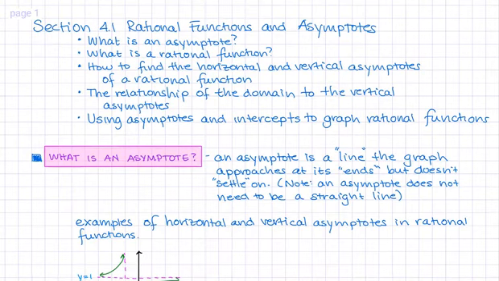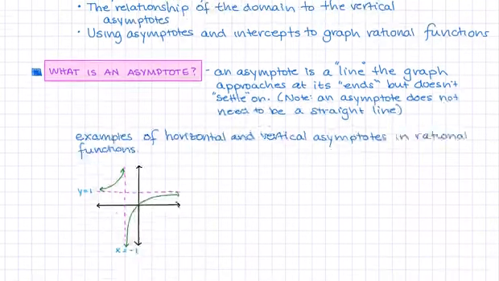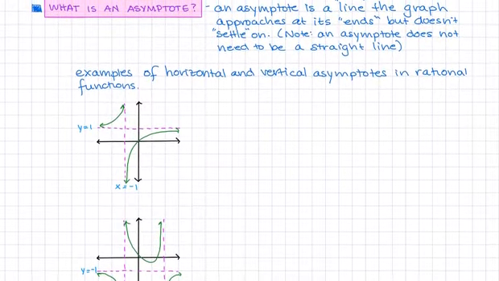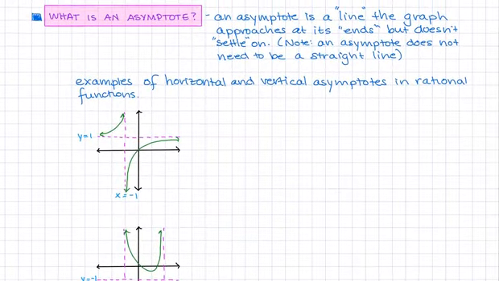So the first thing is, what is an asymptote? Now I know you guys have seen asymptotes before, but, well, I guess I'll stop right there. So an asymptote is a line, and I'm going to put that in quotes because actually we don't always have to have lines as asymptotes. I'll give you an example today. And the graph approaches it at the ends, but how do you define end? But it doesn't settle on it. This is not a very formal definition. Let's look at it more formally.